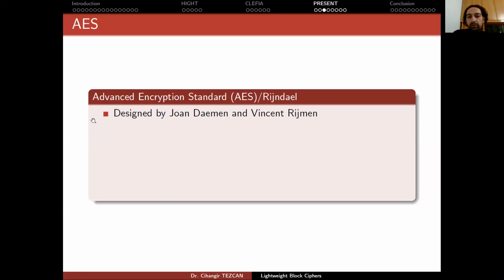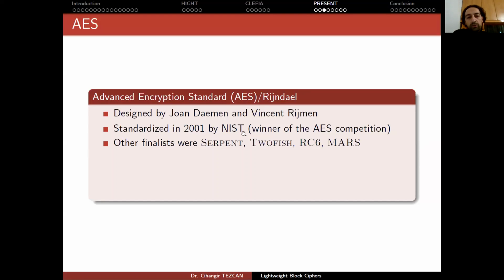It was designed by two Belgians, Joan Daemen and Vincent Rijmen. The algorithm name was actually Rijndael. They submitted it to the competition because the previous standard was cryptanalyzed due to its short key, so NIST needed a new standard, and Rijndael won the competition. So the Rijndael algorithm got the name AES after winning the competition.